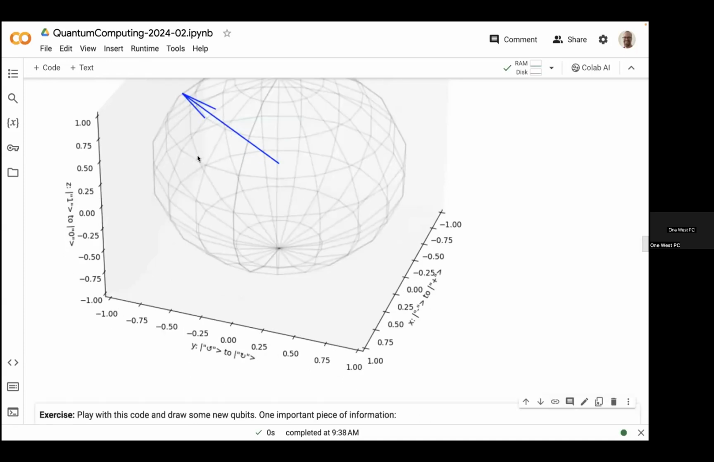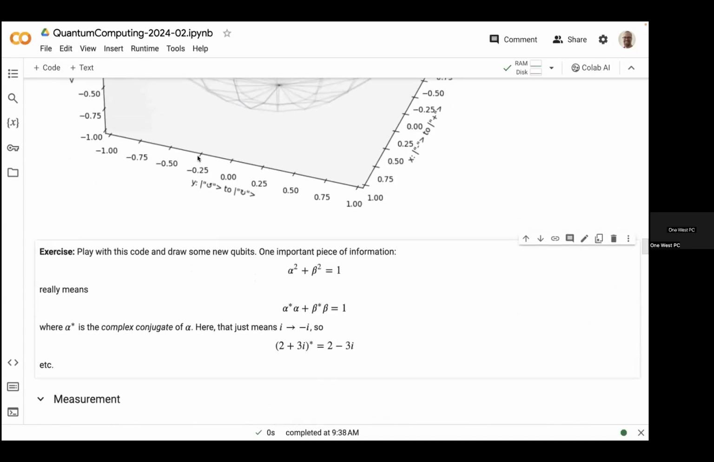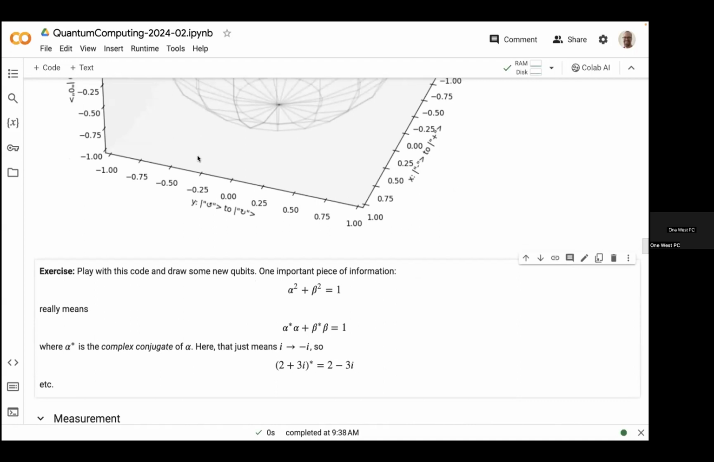So for fun, later you should play with this and try to draw some different qubits. Bearing in mind that alpha squared plus beta squared equals 1 really means, because these are complex numbers, that the sum of the moduli squared is 1. So alpha star alpha plus beta star beta is 1. When you take the modulus of complex numbers, you use the complex conjugate. I think you've seen that in math classes, but if not, I just want to make sure you know that the complex conjugate involves flipping the sign on the imaginary pieces.